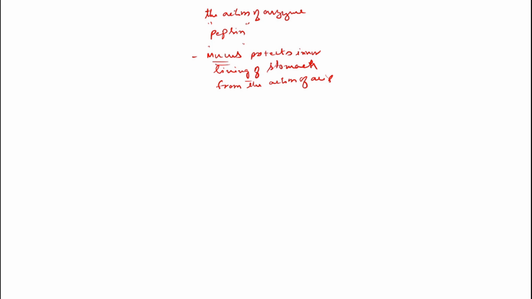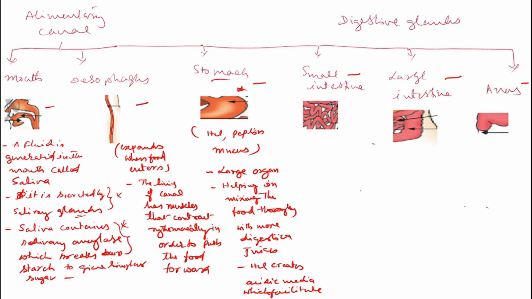Okay. So these three are very important. Pepsin is present in the stomach, and mucus is also present in the stomach, which provides protection to the inner layer of the stomach, and HCl which creates acidic media. Okay, these are all very important points. You have to remember all these, very important.